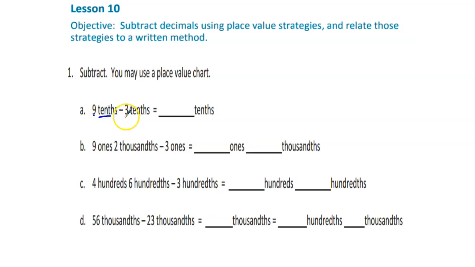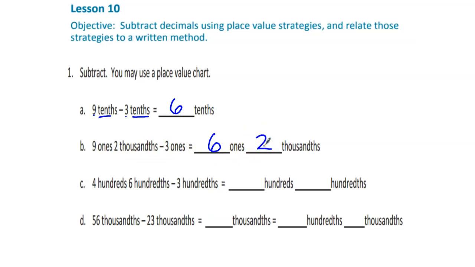9 tenths minus 3 tenths. So we know that 9 tenths minus 3 tenths is going to give us 6 tenths. Like units, tenths minus tenths, our answer is going to be in tenths in this case. All right, looking at B, we have 9 ones, 2 thousandths minus 3 ones. So if we have 9 ones and we take away 3 ones, we know we're going to have 6 ones. We had 2 thousandths. We didn't take away any thousandths, so we're still going to have 2 thousandths.